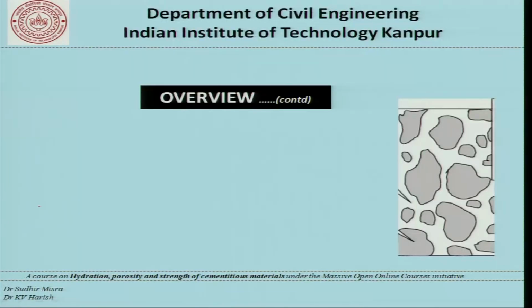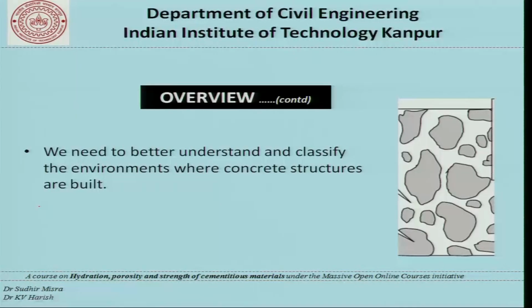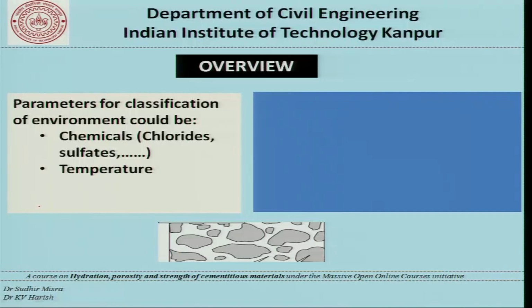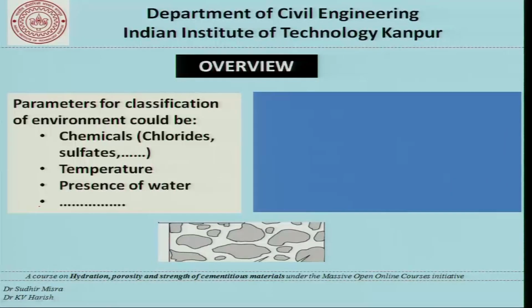Continuing with our discussion, we need to better understand and classify the environment where these concrete structures are built, and this classification has to be quantitative to the extent possible. This quantification could be in terms of certain parameters such as chemicals, that is chlorides or sulfates or any other chemicals that we may identify in the environment of the structure, or it could be the temperature in which the concrete structure is built, or it could be the presence of water and the characteristics of the water, the frequency with which the concrete structure is exposed to water, for example, if it is rain or rivers or the sea and so on, and a host of other such parameters.